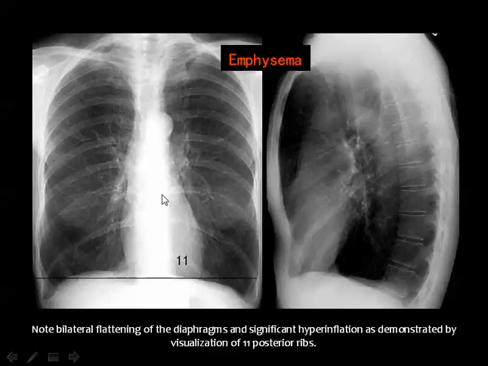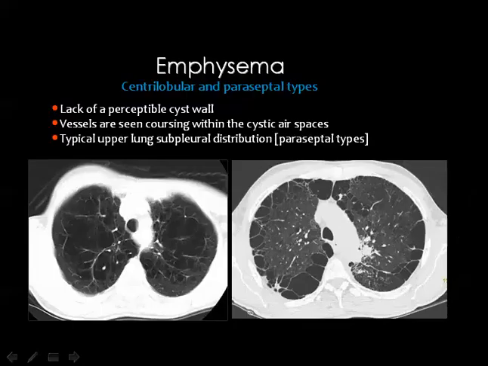central hilar shadows, and also decrease in the peripheral lung markings. You see the distance between the ascending aorta and the back of the sternum is big, and also the distance between the chest wall and the back of the heart is big.